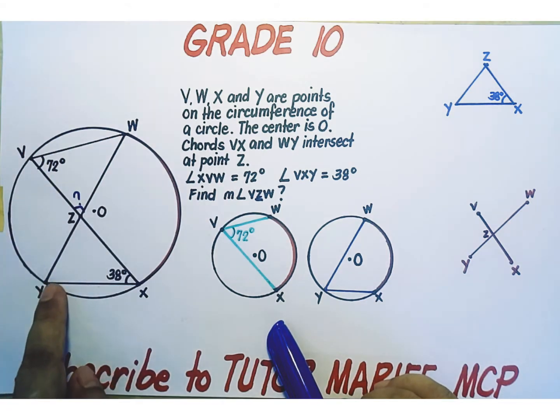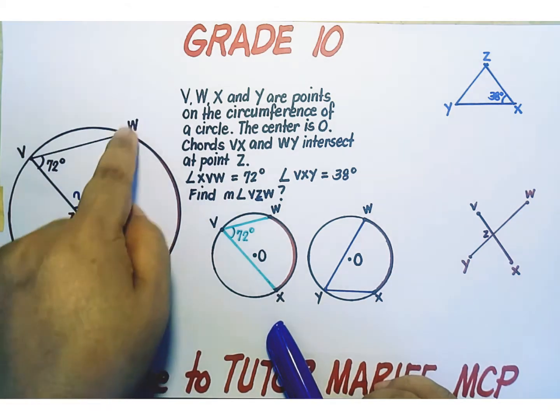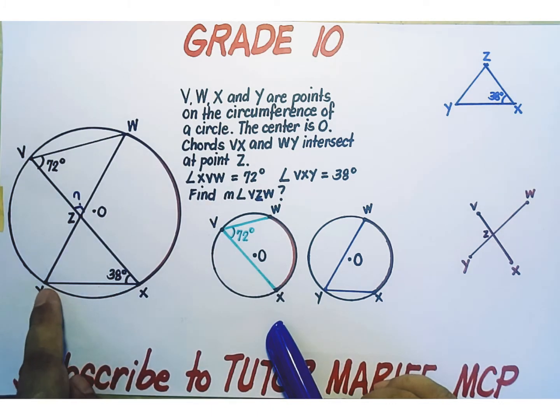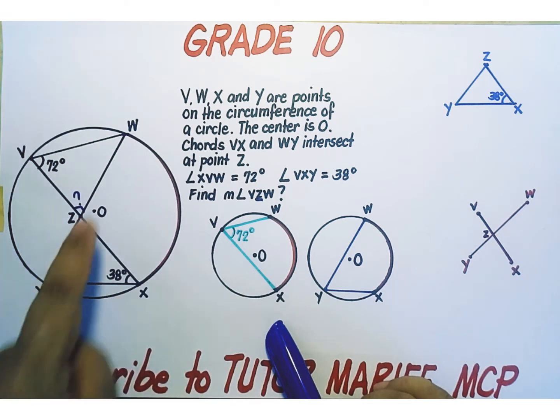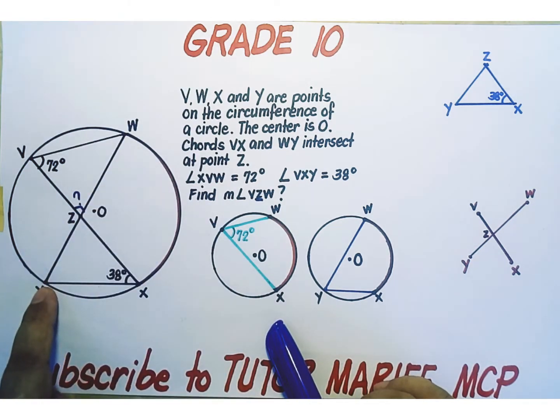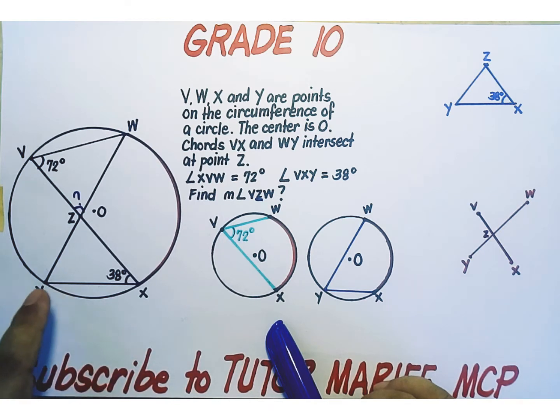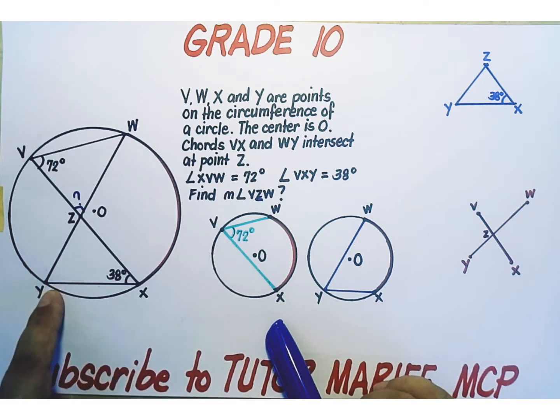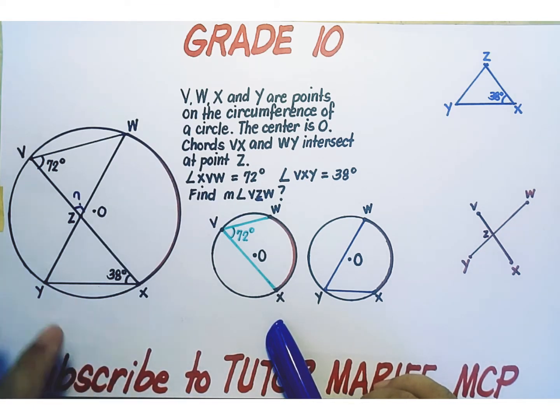Take a look at angle Y or angle XYW. Its vertex is also a point on the circumference of the circle. The sides are chords of the same circle. Therefore, this angle also satisfies the definition of an inscribed angle. So we have determined two inscribed angles in the figure.